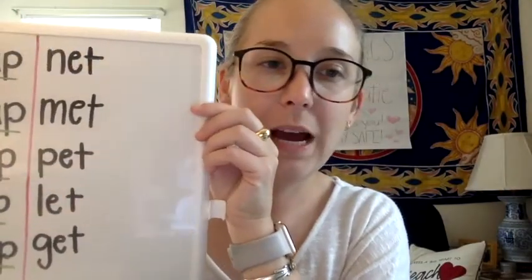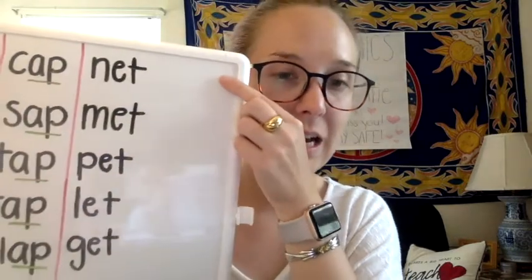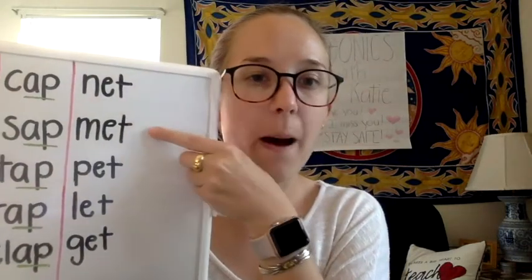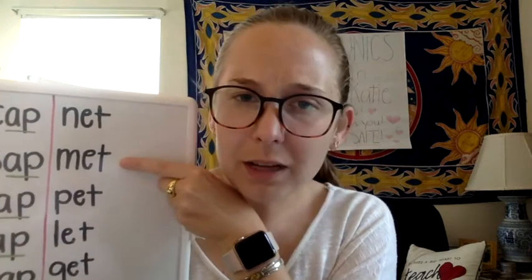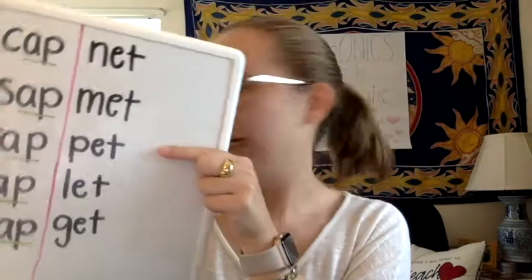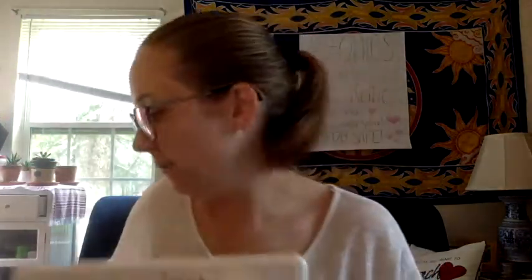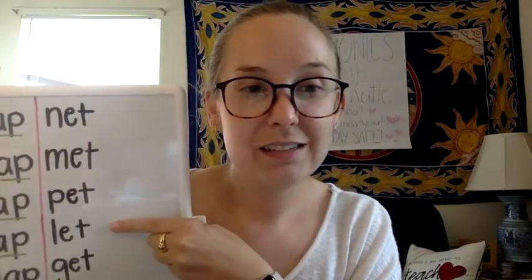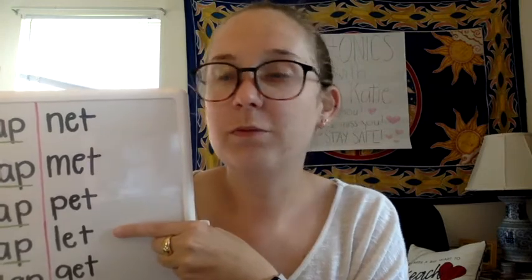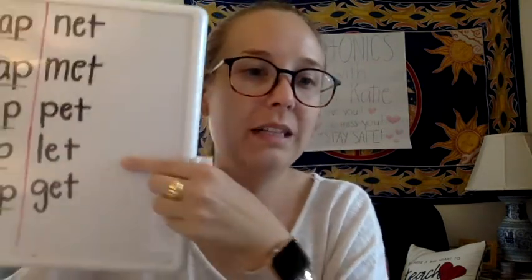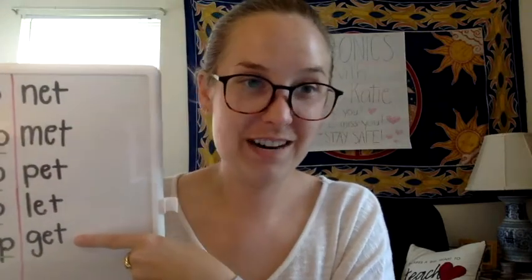So in this column, we have net, like you need a net to catch butterflies. We have met. I've never met you before. I'm Miss Katie. We have pet. I got my pet dog right here. Can't see him. Let. I can't wait for us to be let outside again. And we have get, right?